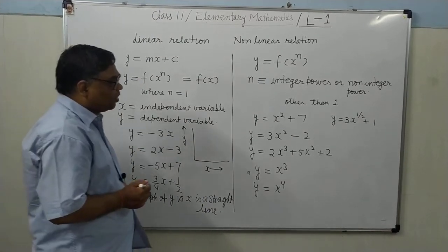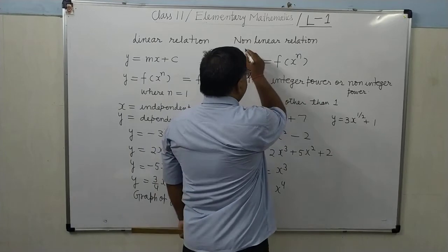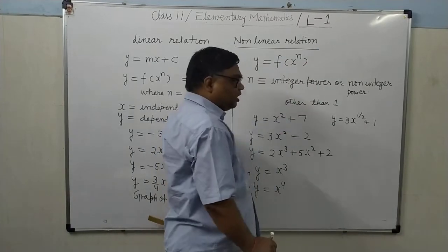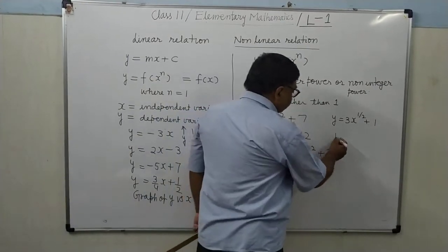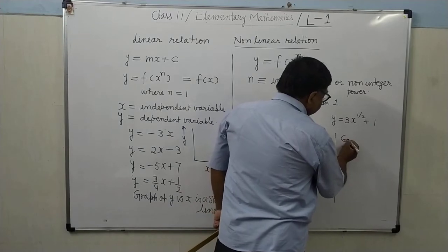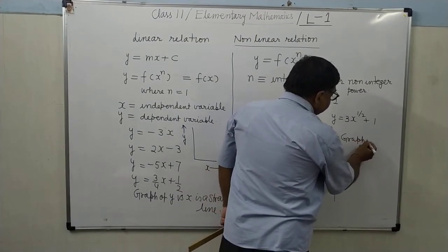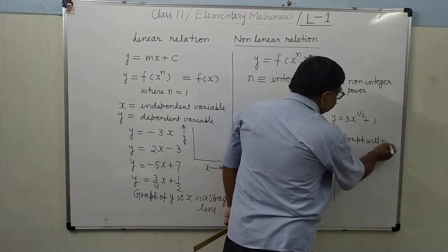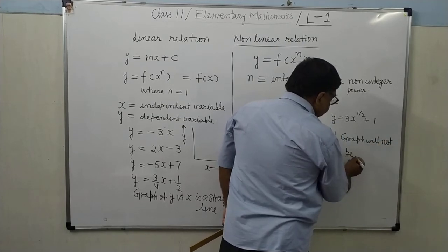But in case of a non-linear relationship, if the relationship is non-linear, then the graph will not be a straight line.